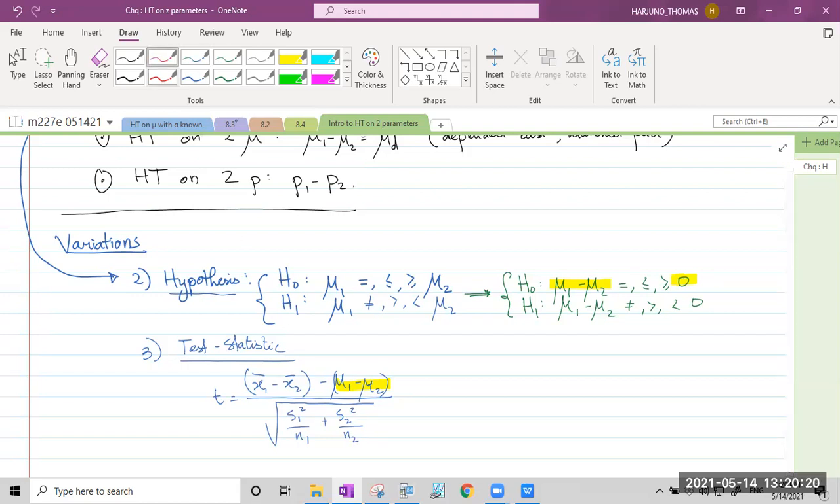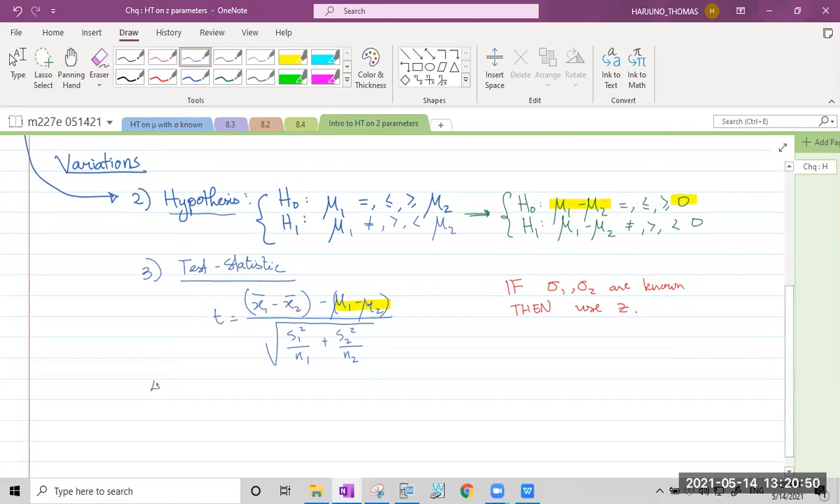If sigma 1 and sigma 2 are known, then use Z instead of the t-score. So next week we'll apply this formula. The calculator work will be a bit heavier.